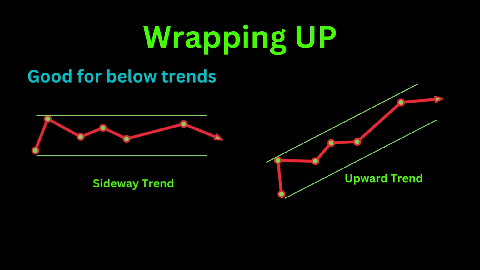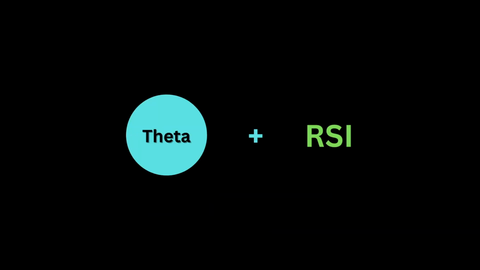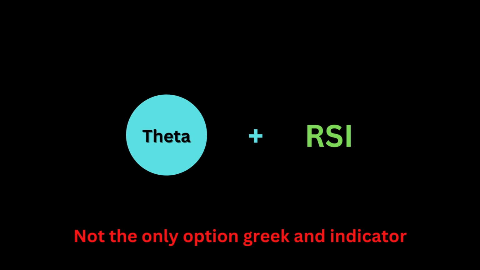Wrapping up here, if the stock is moving sideways or moving up, it's good for selling puts. If the stock is moving downwards, then it's bad for selling puts. I will cover something interesting in a future part of this series, where you can make this bad into a good. Stay tuned. Reiterating again, theta and RSI are not the only combination to sell a contract. There are other ways and other indicators too.